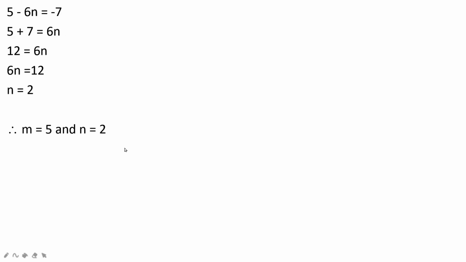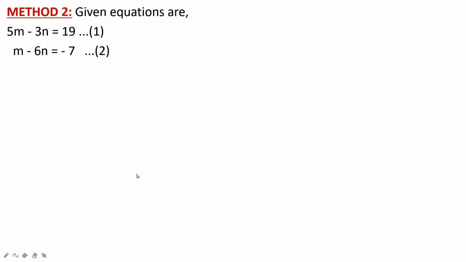So using this method, we found the values of the two variables, m and n, which are 5 and 2. Now we will use the second method with the same equations and find the values of m and n. In this method, we have to select any one equation and represent it in terms of one of its variables. That is, I can take equation 1 and represent it in terms of m or n, or I can take equation 2 and represent it in terms of m or n. So I will take equation 2 and represent it in terms of m.